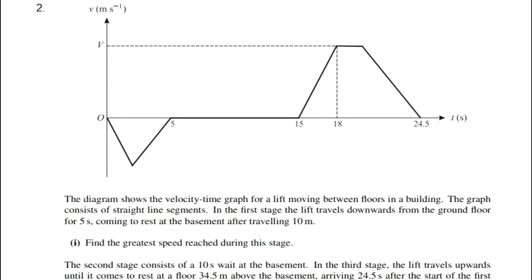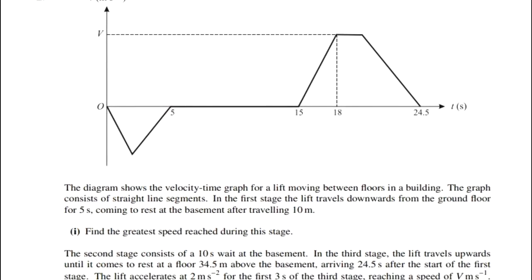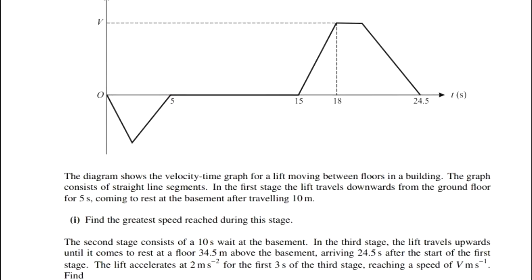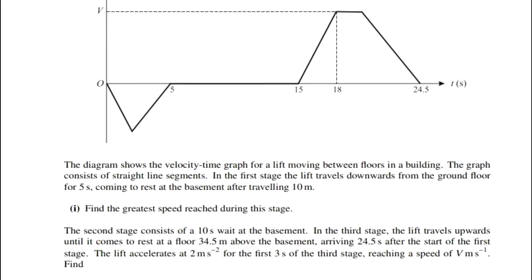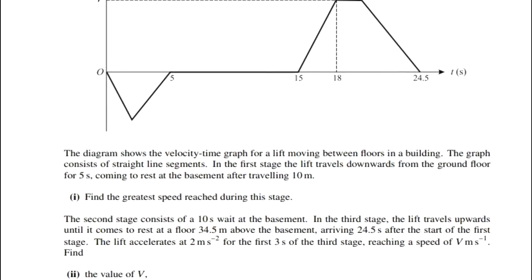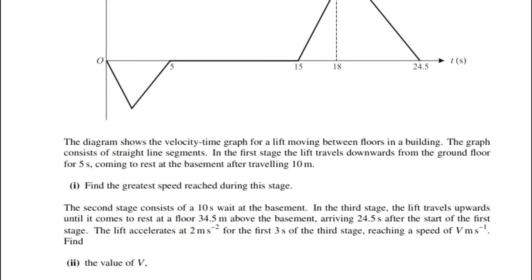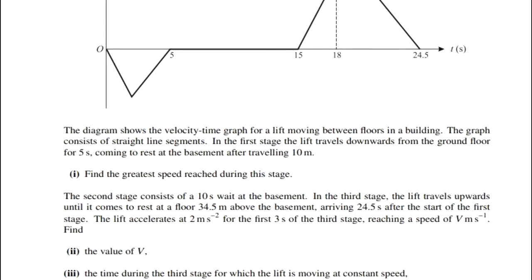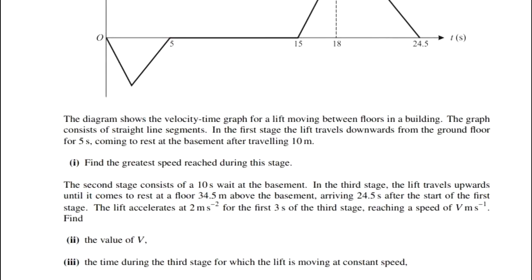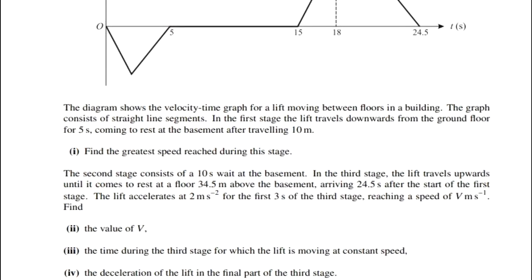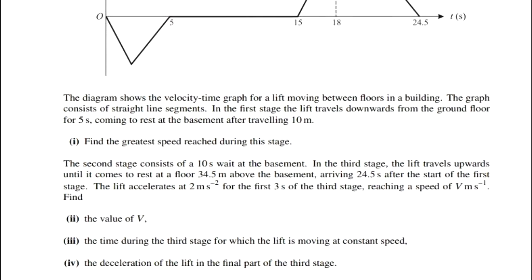The second stage consists of a 10-second wait at the basement. In the third stage, the lift travels upward until it comes to rest at a floor 34.5 meters above the basement, arriving 24.5 seconds after the start of the first stage. The lift accelerates at 2 meters per second squared for the first 3 seconds of the third stage, reaching a speed of v meters per second. Find the value of v.